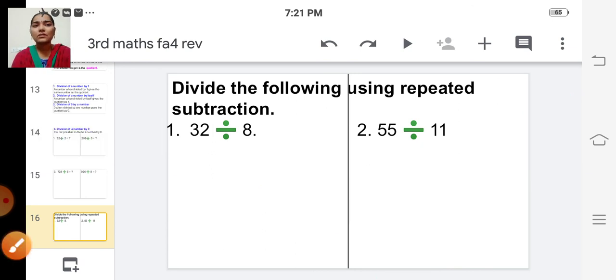Okay children, go through all the problems in your textbook, as well as the word problems. Do practice at your home on your own. Be thorough with the multiplication tables, then only you can do these 2 chapters. These 2 chapters are interconnected. Only if you know the multiplication tables can you do the division also.